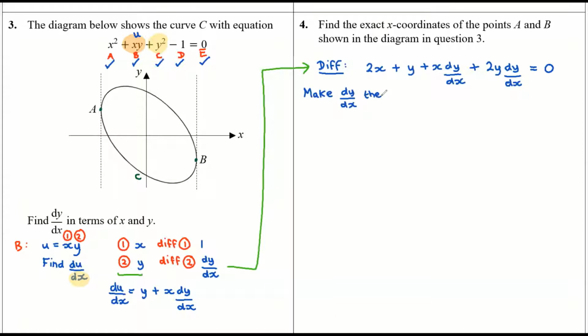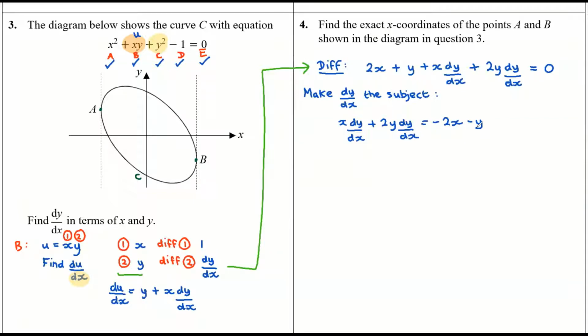Again, use the space you've got below for this. All right. So anything that doesn't contain a factor of dy by dx, I'm going to move that to the right-hand side. So I'm going to subtract 2x and subtract y from both sides. So we're going to get x dy by dx plus 2y dy by dx. Okay, it's going to equal negative 2x, subtracting the 2x on both sides, and subtract y.